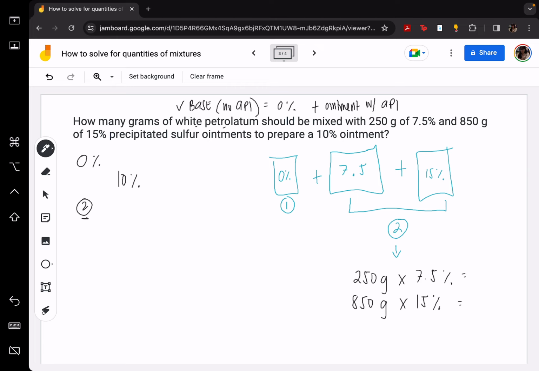So if we do this, guys, what we're getting is a number that represents the active ingredient alone. So that means 7.5% times 250. This means the first mixture, the one that you see here, contains 18.75 grams of your precipitated sulfur, of your pure API. For the second one, that's 15% times 850. This is 127.5 grams of your API. So if you add them together, the total API would be 18.75 plus 127.5, which gives you 146.25 grams. This is for your API or your solute.